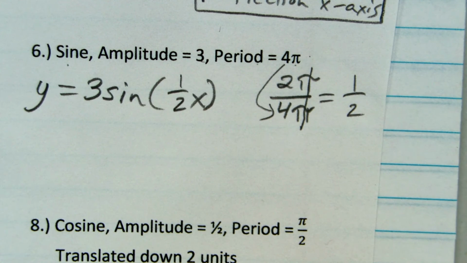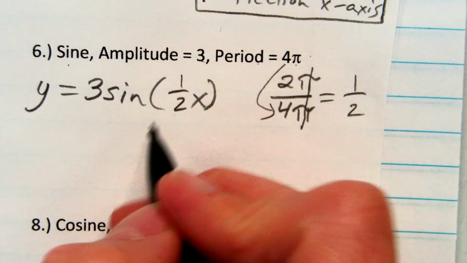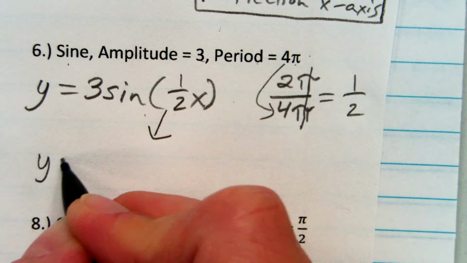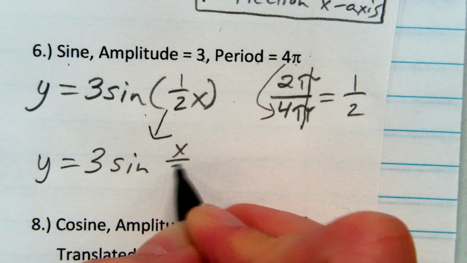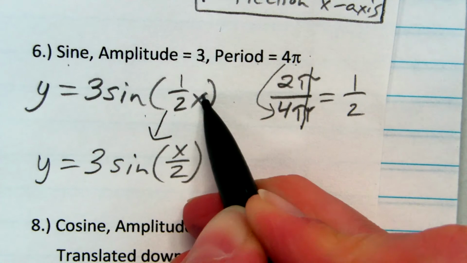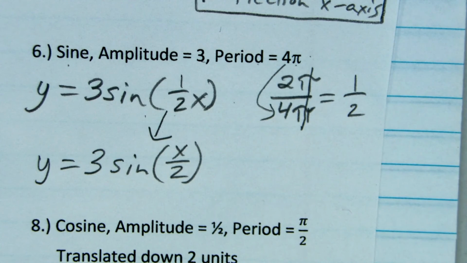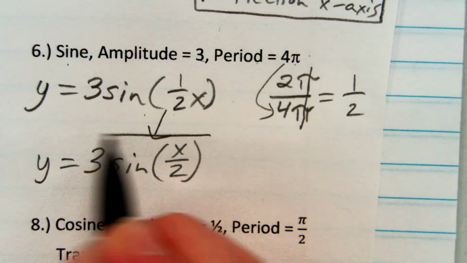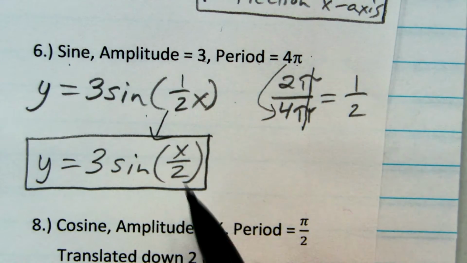Now, here's something that's tricky. On a lot of the worksheets, IXL, SATs, they're not going to write 1/2 x like this. They're actually going to change it and write it y equals 3 sine of x over 2. So basically, they're just taking that, making x over 1, and combining that into one little fraction. Okay? Same thing, but this is what you're typically going to see on an answer key. It's going to look like this.